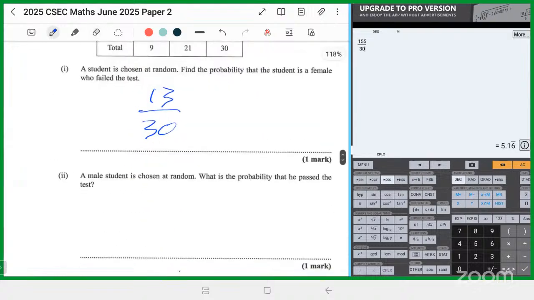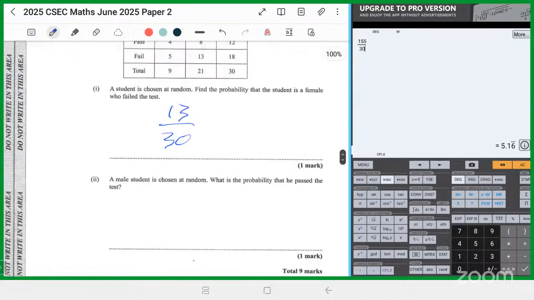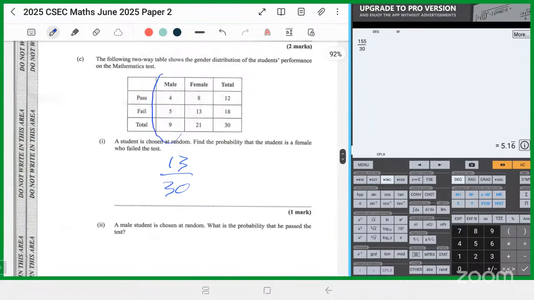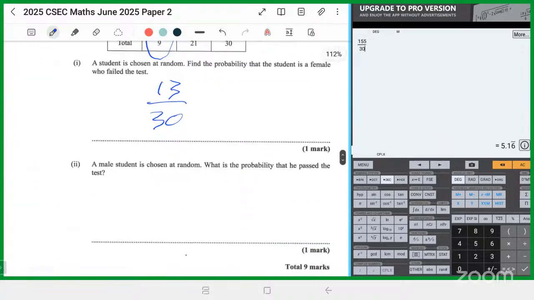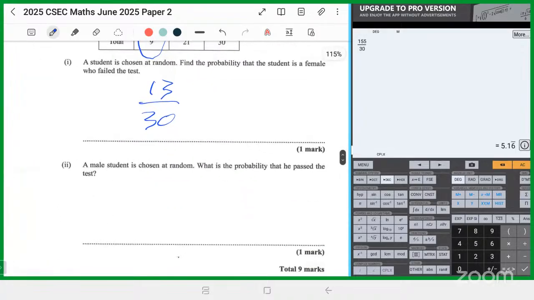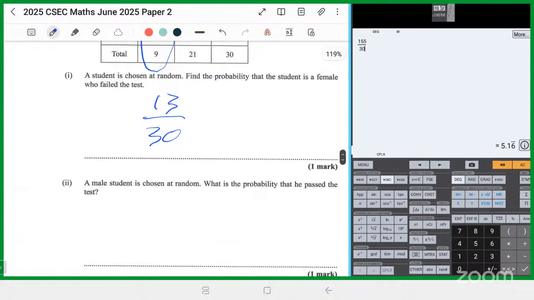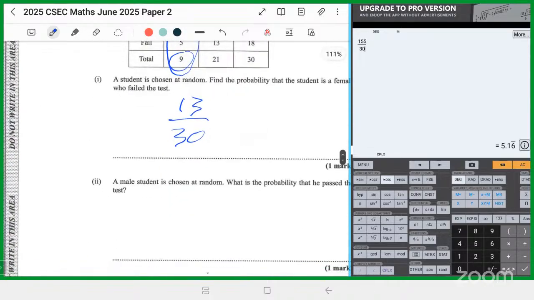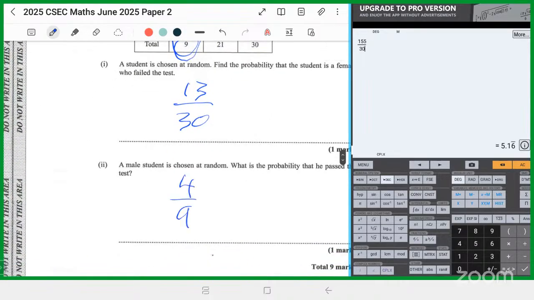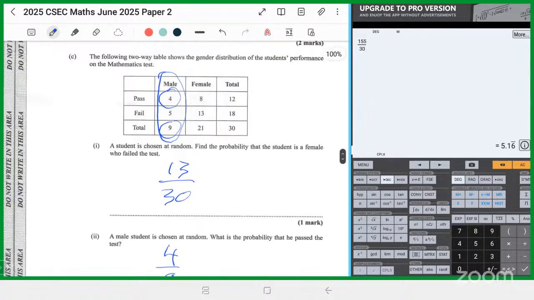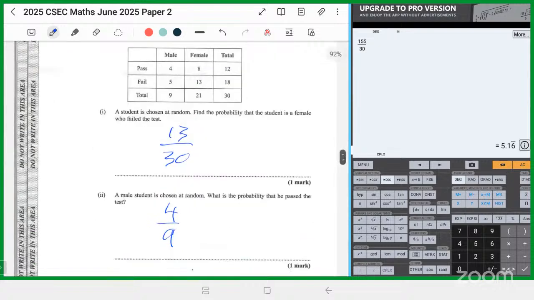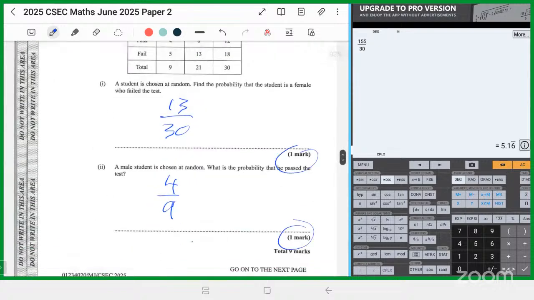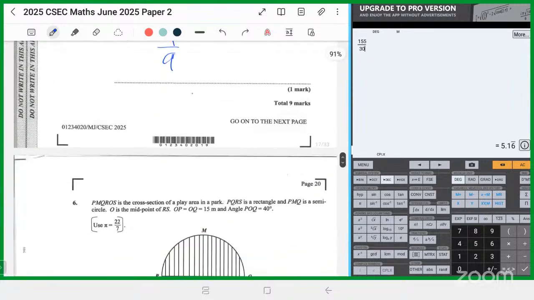Next question. Male students, so since we're going male now, we're taking from this group, so we reduce the sample size just to the males. A male student is selected. What is the probability that he passed the test? The males who passed the test are 4 out of the 9 males, so that's 4 over 9. We reduce the sample space to the males, and the ones who passed the test was 4. 4 out of 9, that's the answer. 1 mark each. Nice and easy. Next one.